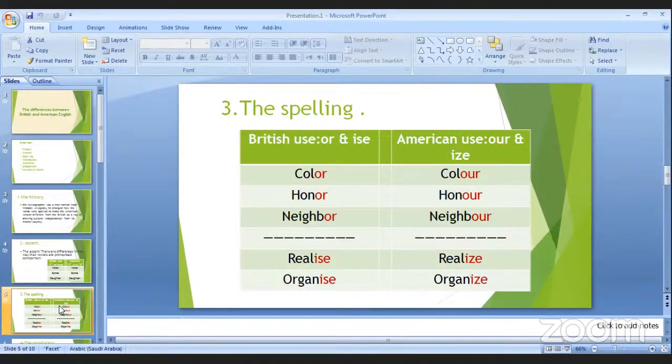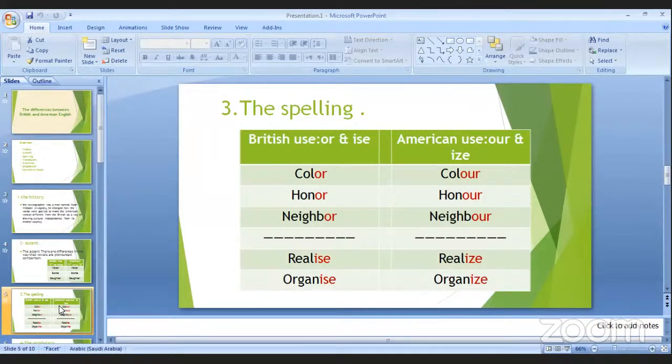Yes, spelling. Yes, explain the slide of spelling, please. I don't understand. Can you repeat that? Would you please explain for your classmates the slide of the spelling, how there are differences regarding the spelling in American and in British English? Okay. Yes. I'll continue.